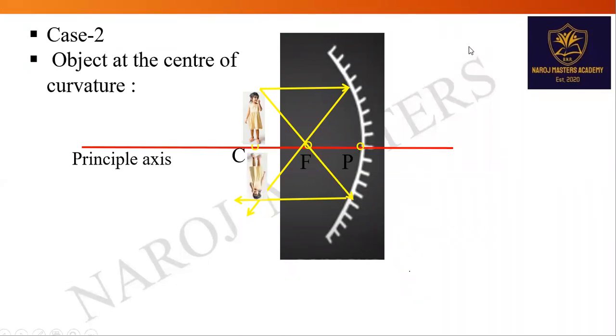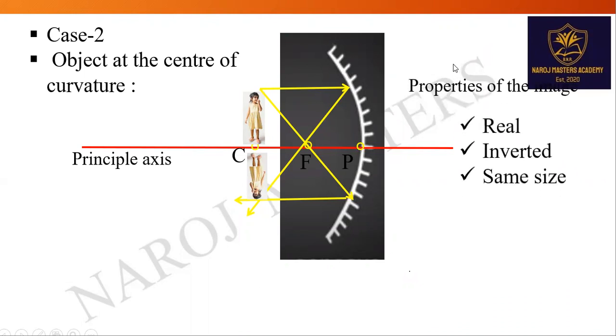Then what are the properties of the image? The image is formed by actual intersection of the light rays, that is a real image, and it is below the principal axis, that is an inverted image, and the size of the image and the object are the same here. So we call it the same size. So the properties of the image are real, inverted, and same size.